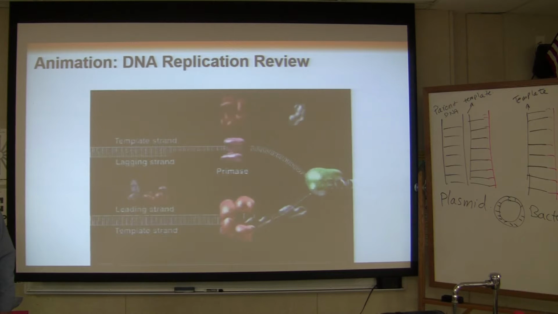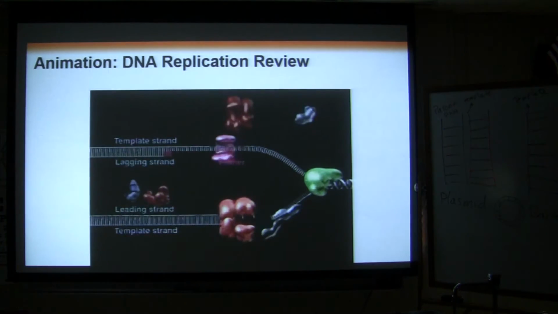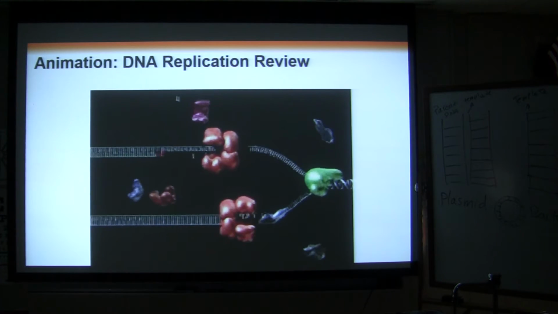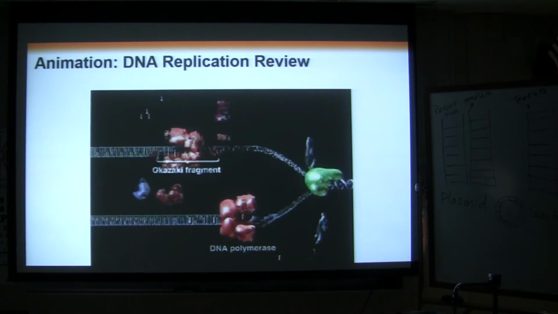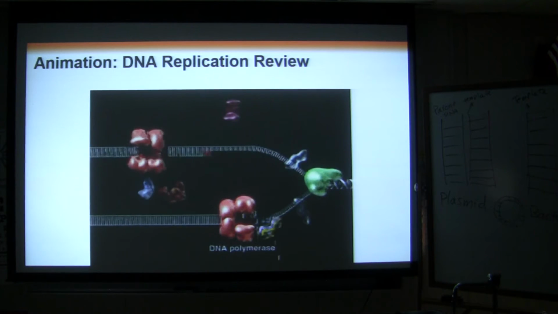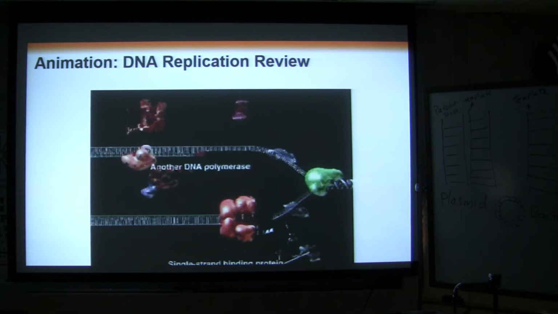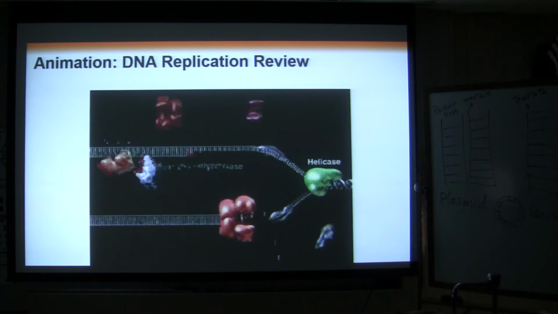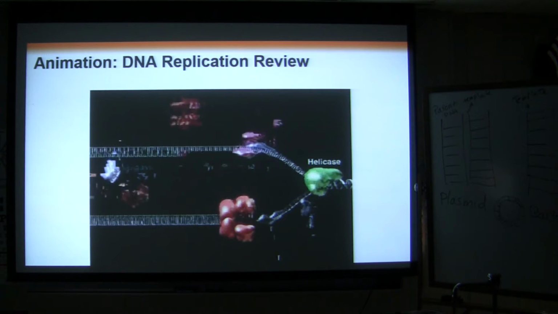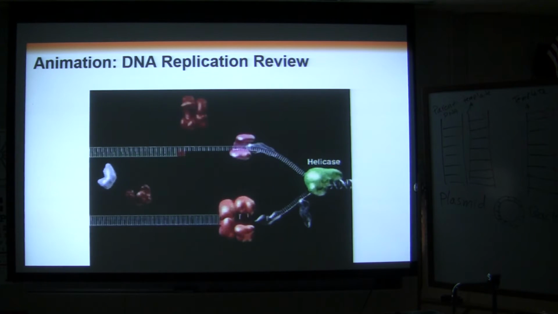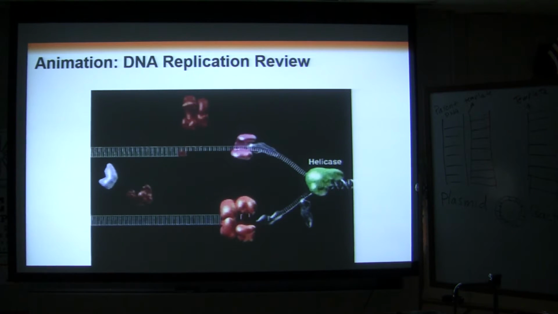Okay, let's watch it. Here you can see the simultaneous formation of the leading and lagging strands. A DNA polymerase assembles a continuous leading strand while primase, other DNA polymerases, and ligase all work together to make the lagging strand. The enzyme helicase continues to untwist the double helix, exposing more template strand DNA for replication.